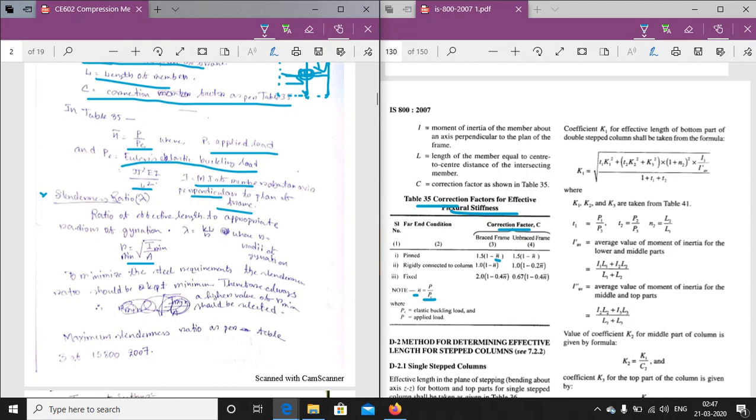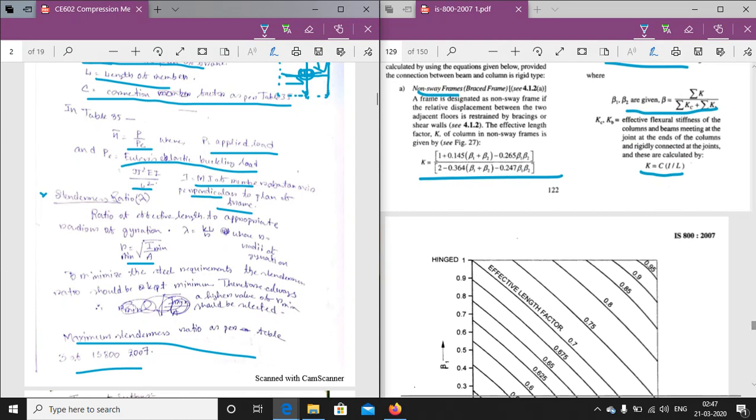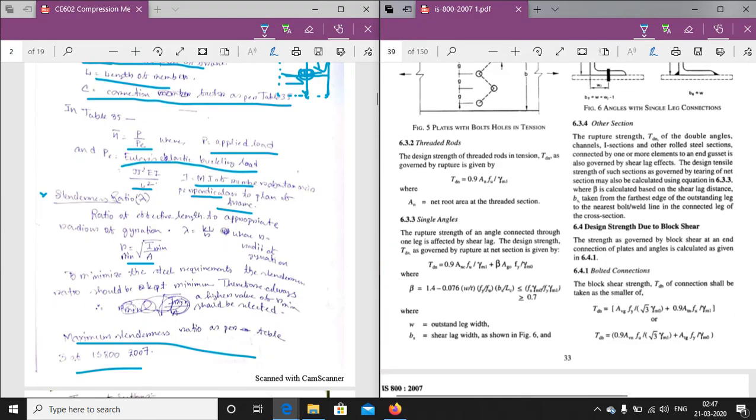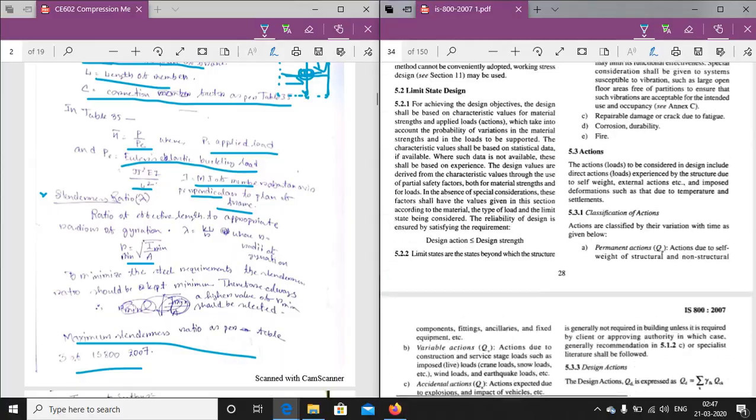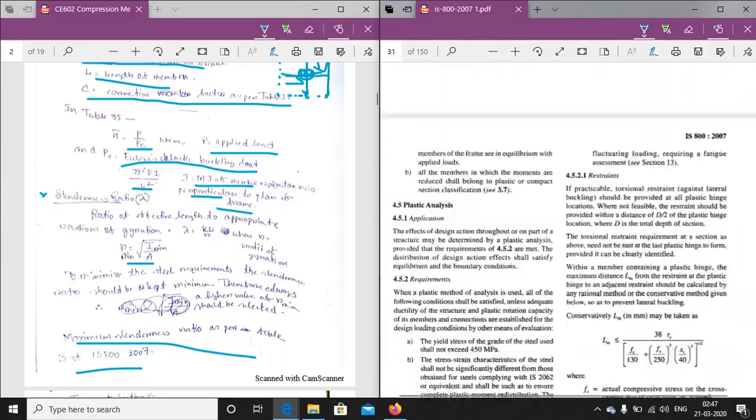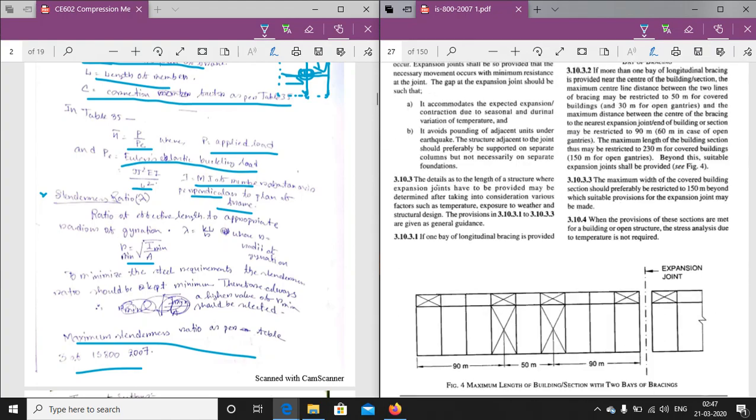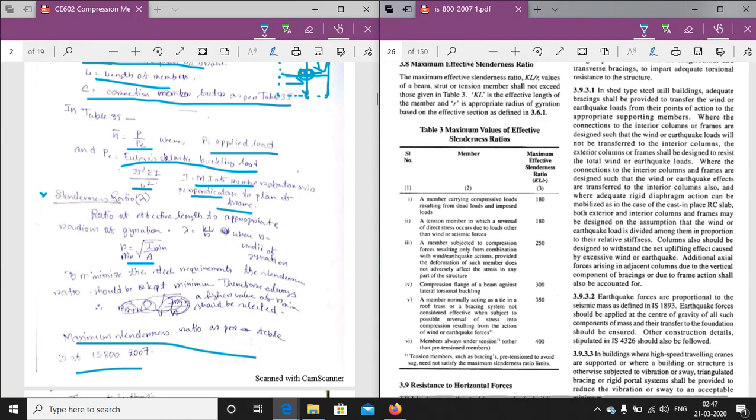Now, the maximum slenderness ratio as per Table 3 of IS 800. If we go to Table 3, this is the maximum value of the effective slenderness ratio. For a member carrying compressive load resulting from dead loads and imposed load, it is 180. So always the value should be less than 180.